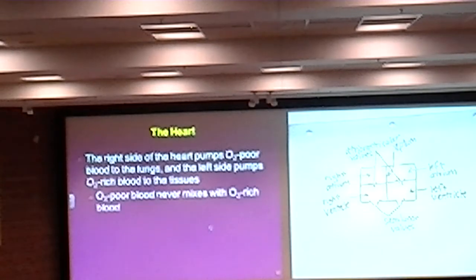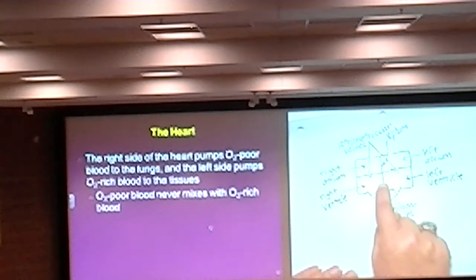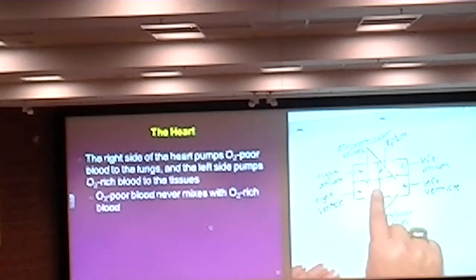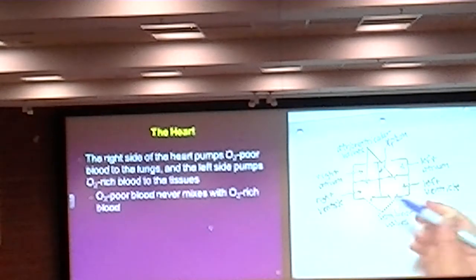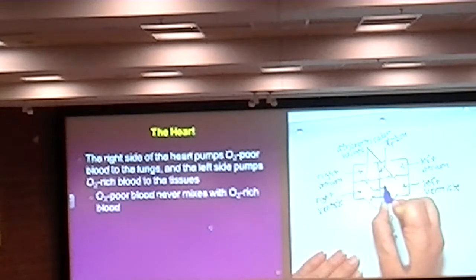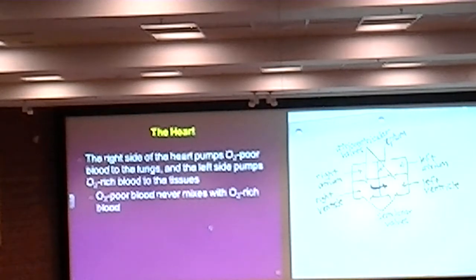Okay? And as I mentioned, because blood from the right side of the heart can't mix with blood from the left side of the heart, it has to go out to the lungs before it can get back to the left side of the heart. Oxygen-poor blood doesn't mix with oxygen-rich blood, and so oxygen-rich blood gets pumped out to the tissues. What would happen if you had a hole in your septum? What do you think would happen if you had oxygen-poor blood leaking over here into the left side of the heart and then getting pumped out to your tissues? Would that be okay?